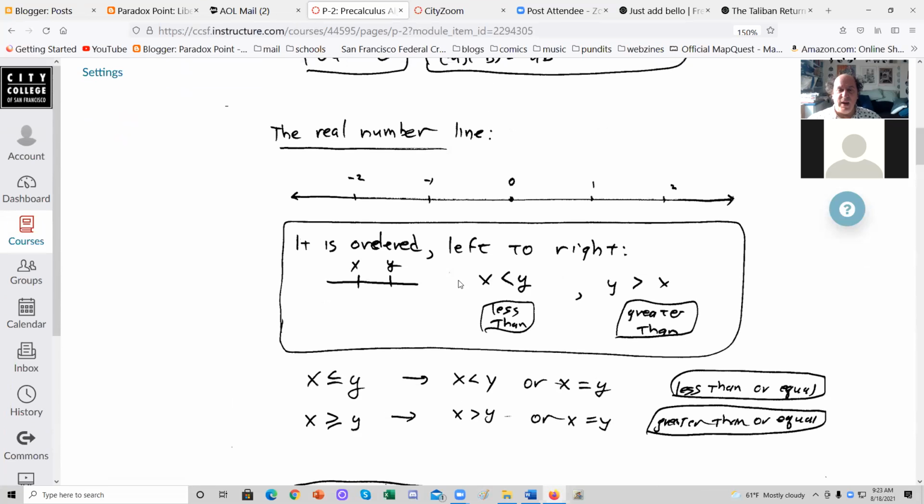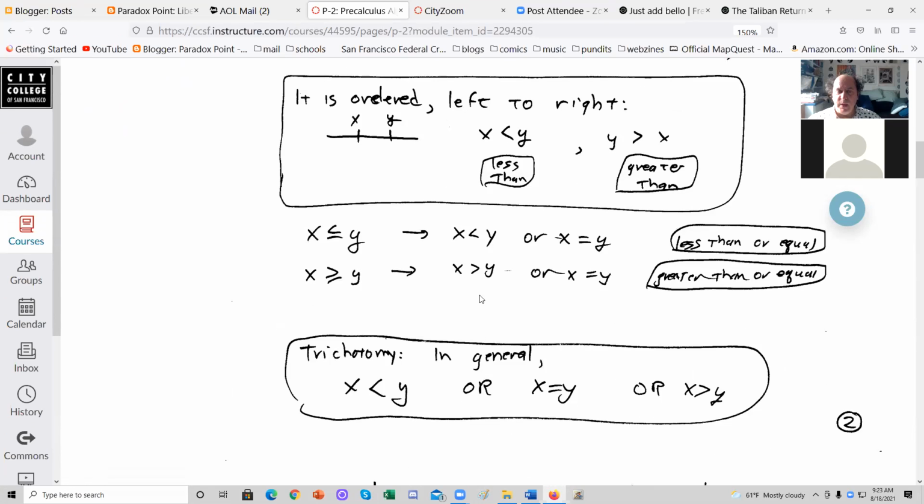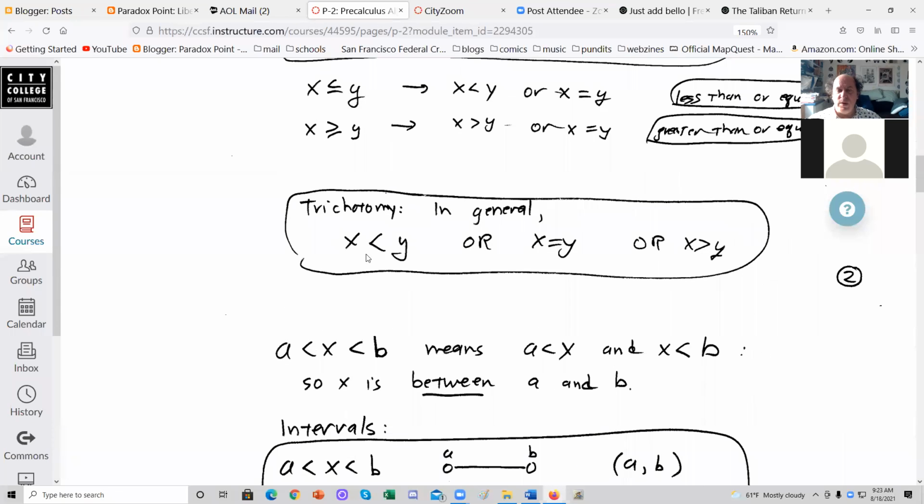Because it's on a line, we order numbers on it from left to right. If x is to the left of y, then we say x is less than y, or equivalently, y is greater than x. X is less than or equal to y means x is less than y, or x equals y. This is x greater than or equal to y, which means that x is greater than y, or x equals y. And in general, given two numbers x and y, either x is less than y, or x equals y, or x is greater than y. X is to the left of y, or it's on y, or it's to the right of y.